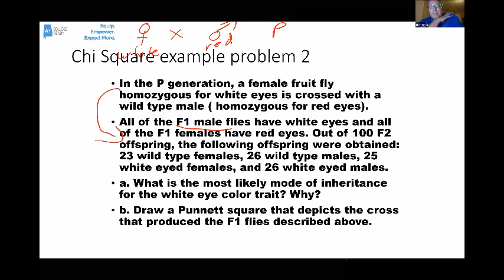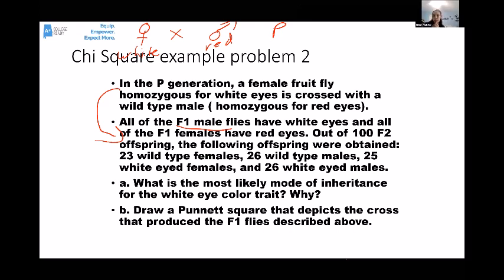How could that be possible? Somebody help me out. How in the world could we start with females with white eyes and males with red eyes, and they have babies, and we end up with the opposite? We end up with white-eyed males and red-eyed females. How could that be possible?